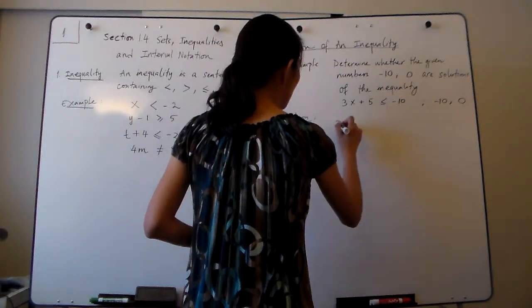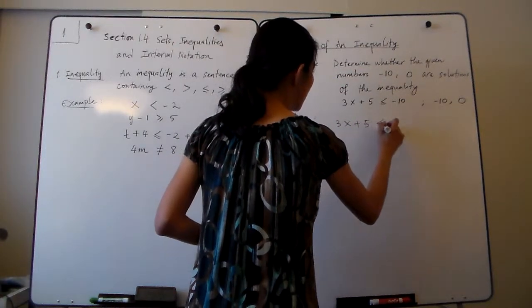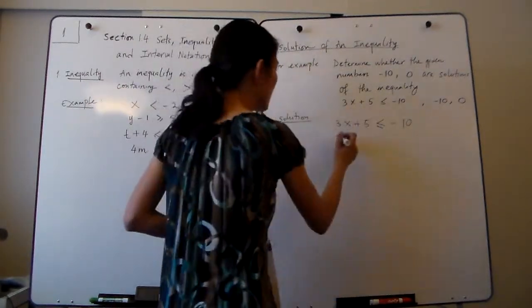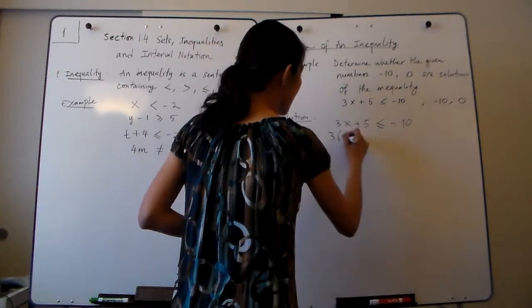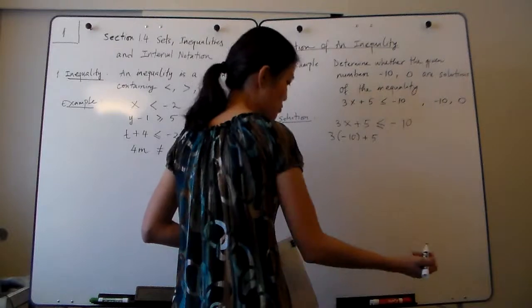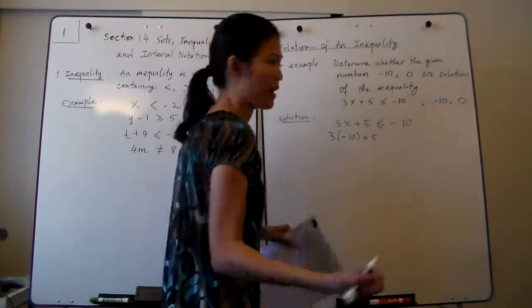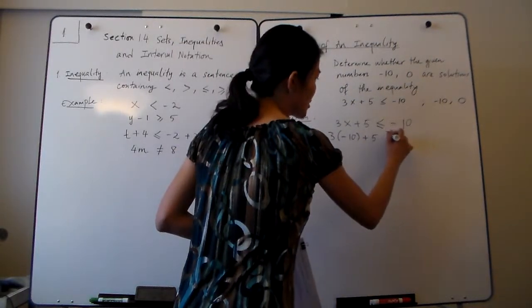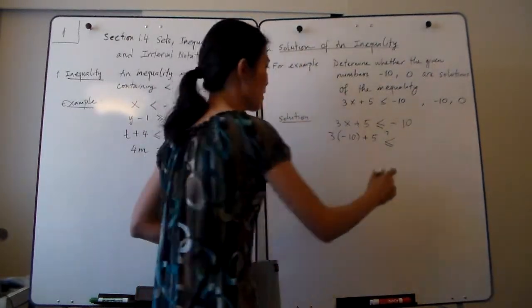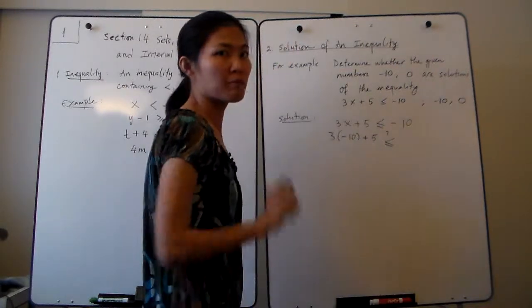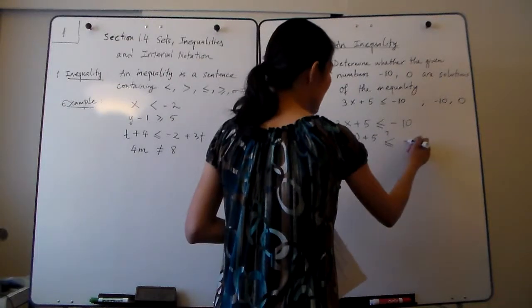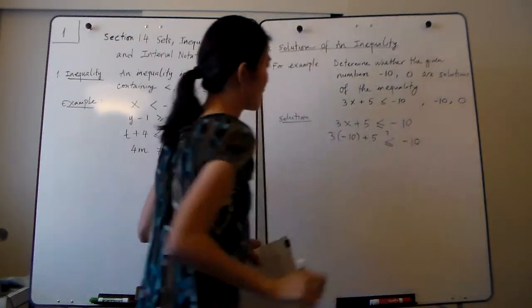So 3x plus 5 less than or equal to negative 10. This is the original inequality. Substitute negative 10 for x. Now, after we substitute, we don't know if it's correct or not, right? If you want, you can put the question mark here, okay? So that we know that we need to verify at the end. If you don't want to, you don't have to, but make sure at the end you tell me whether it is true or false. So on the right-hand side, there's no x, we just copy that.